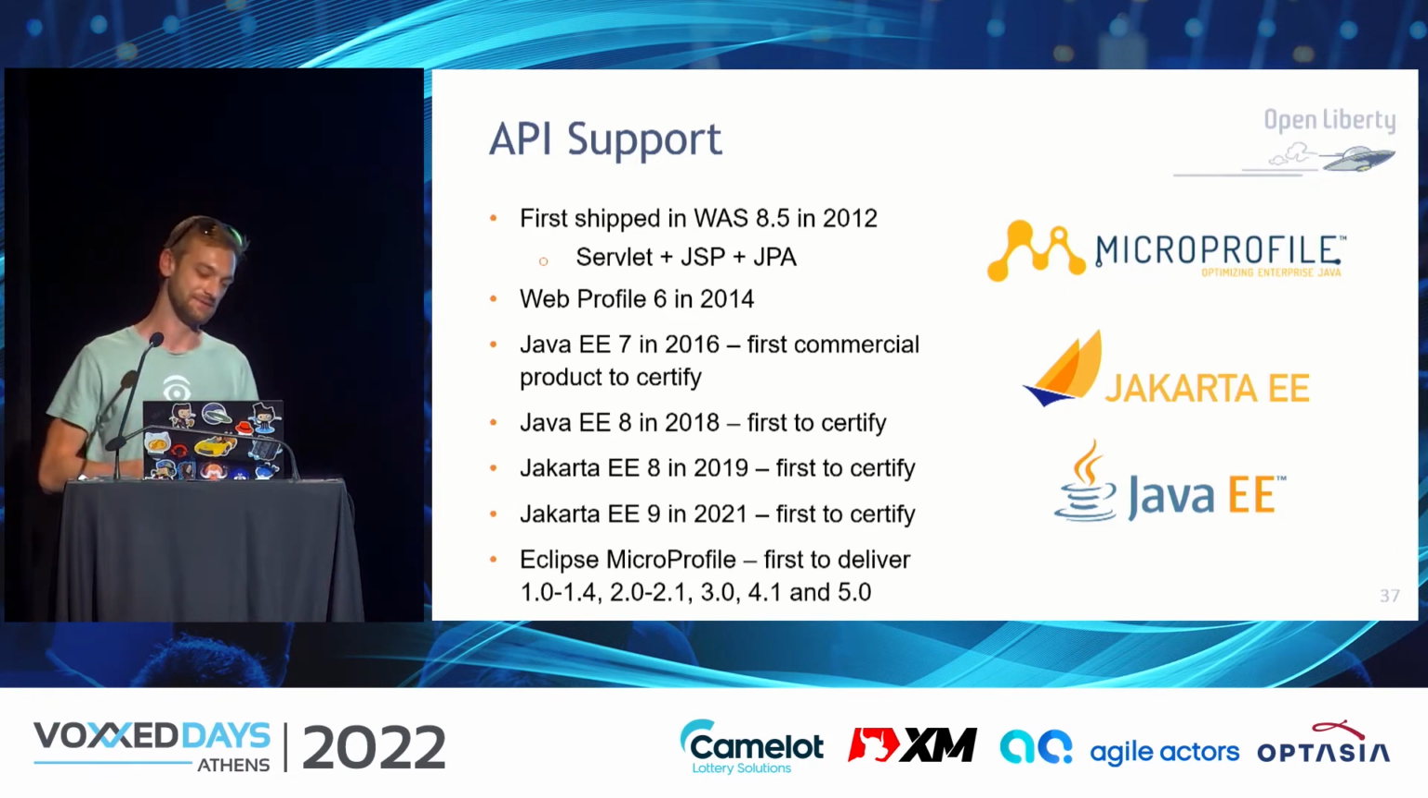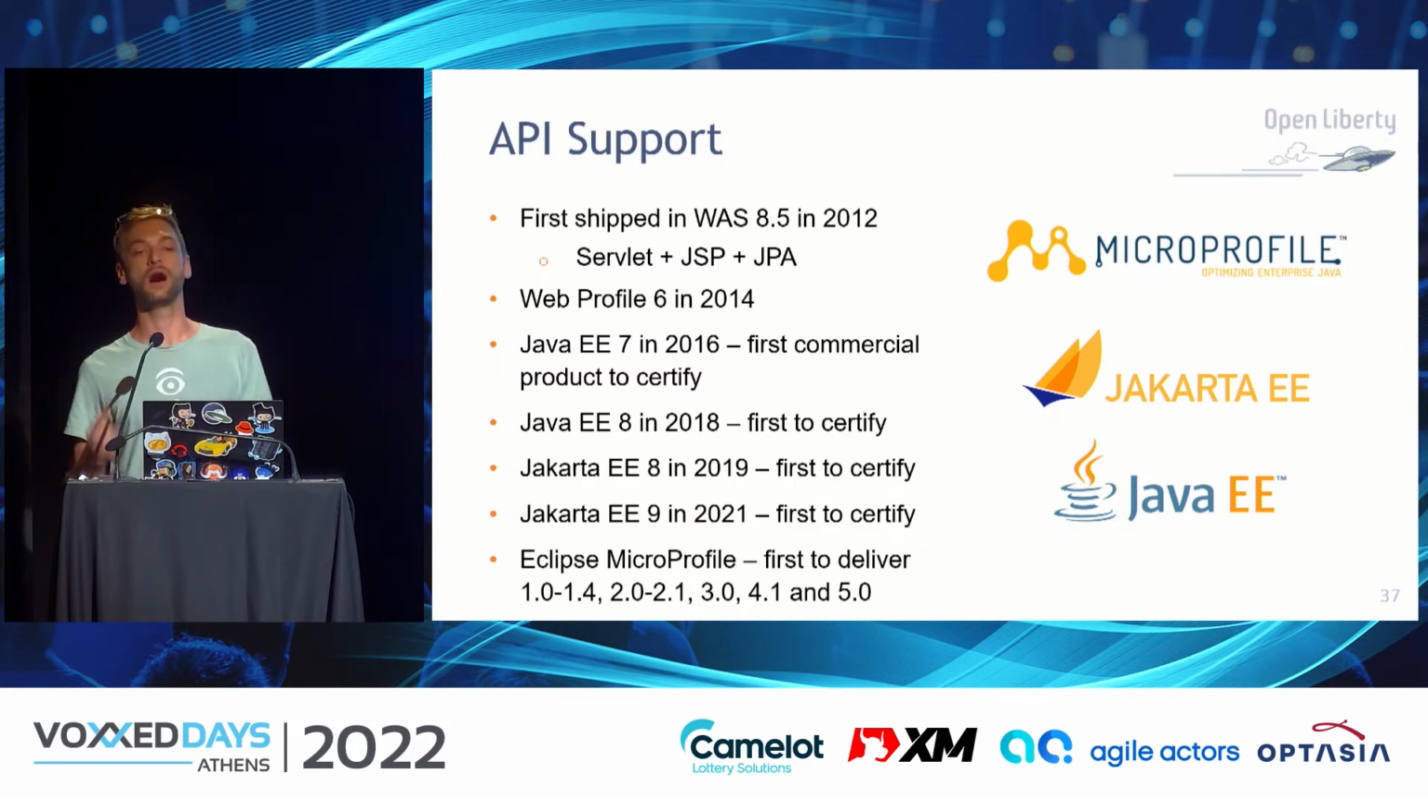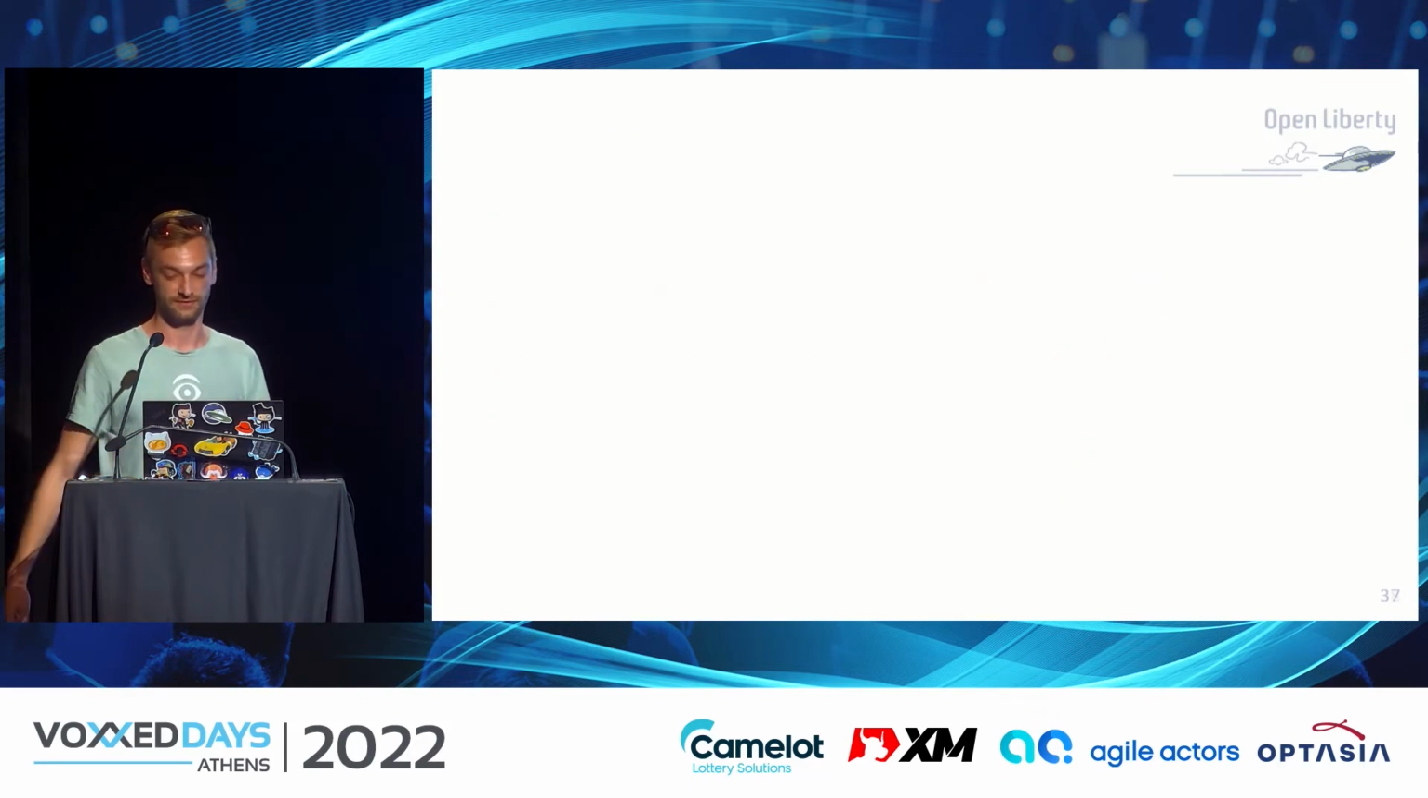So in our development organization, when one of these releases comes out, it's panic mode. Everyone's full on trying to certify for it. And we have been the first to certify for Java EE 8, Jakarta EE 8, Jakarta EE 9, Eclipse MicroProfile 1, 2, 3, 4.1, and 5. So we've tried really, really hard to be the first runtime to certify for these.